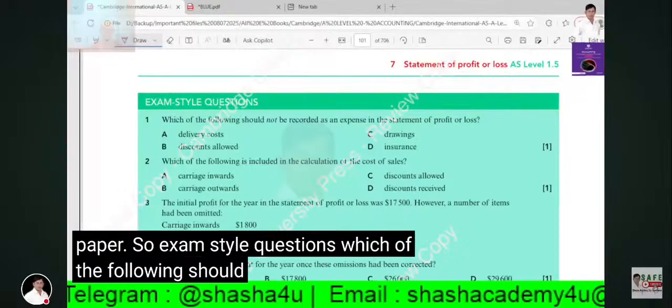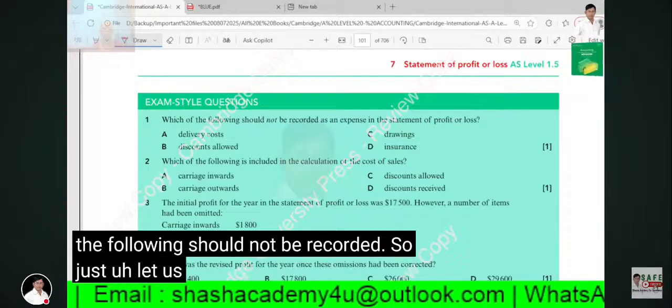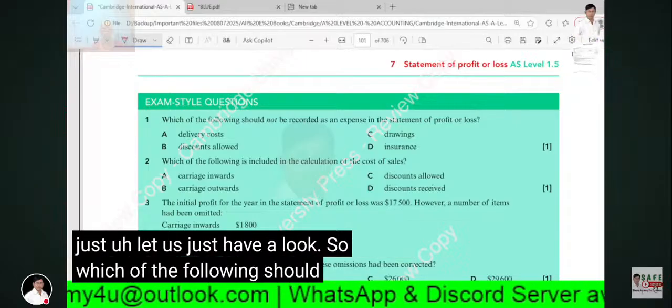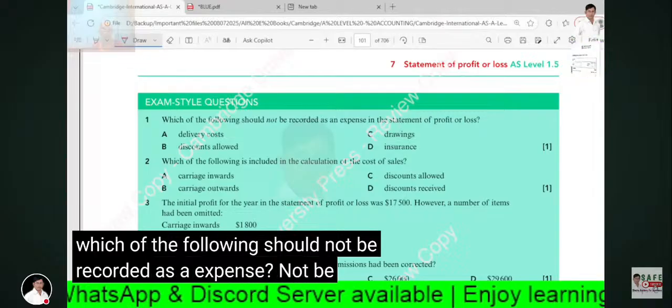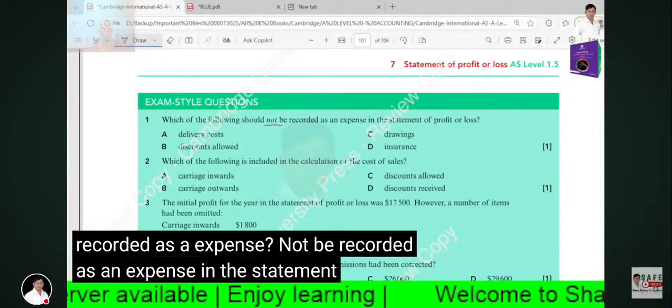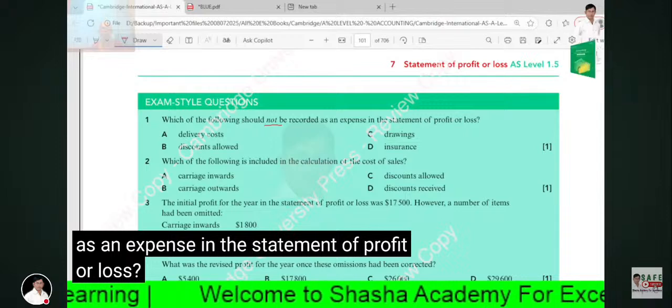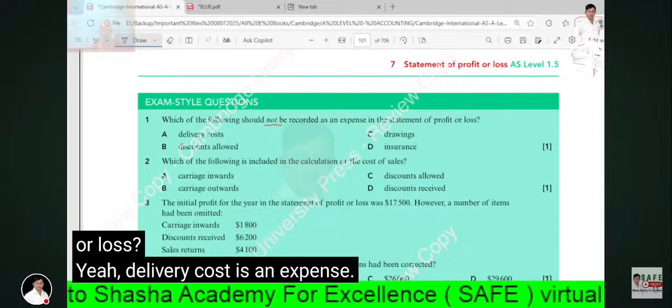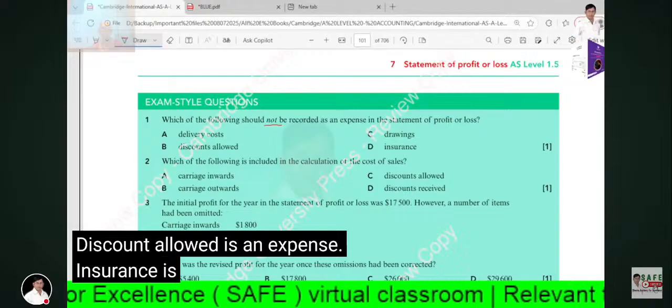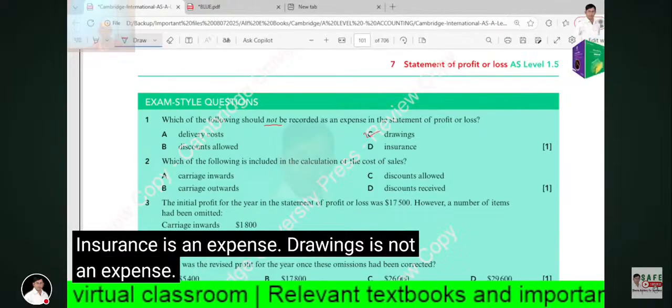Exam style questions. Which of the following should not be recorded as an expense in the statement of profit or loss? Delivery cost is an expense. Discount allowed is an expense. Insurance is an expense. Drawings is not an expense.